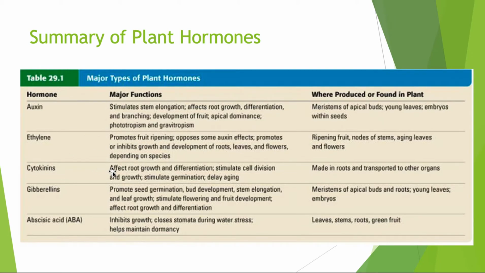Cytokinins affect root growth and differentiation. Gibberellins promote seed germination. Gibberellins, make that connection there, starts with the same. And abscisic acid, or ABA, which inhibits growth. Those are some functions of plant hormones. Like I said, you will need to know these 5. There's a chart here for you, also a chart in your book as well.